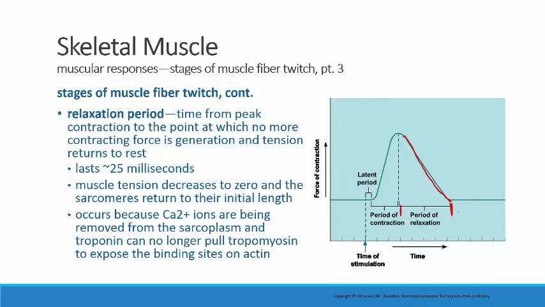So that is a single twitch, beginning at the point of stimulation with a very brief latent period, 2 milliseconds, then a period of contraction during which peak tension is generated, and then a long period of relaxation as the muscle cell returns to the resting state with very little tension, and finally no tension in the muscle fiber.